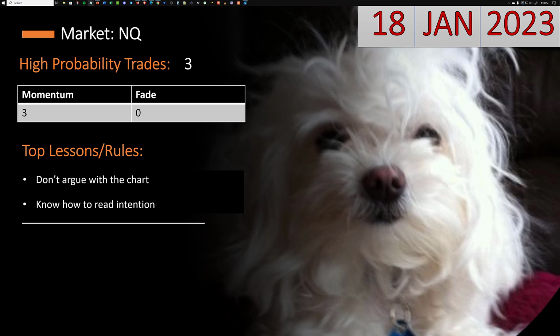Welcome to another high probability trade recap for the day of 18 January 2023. We're going to be looking at the NQ. I'm sure, because this will be a short video, we'll look at the ES and maybe we'll look at oil as well.